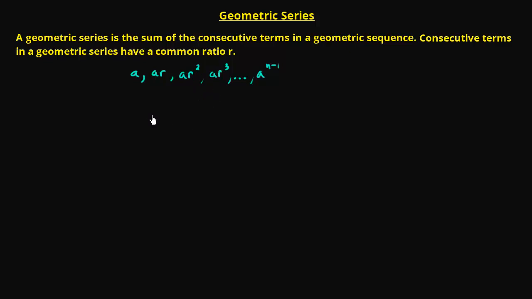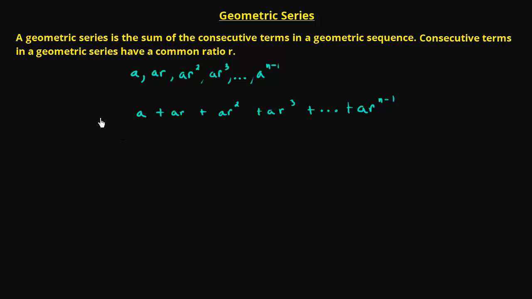So in a geometric series, we're just going to add the terms in this sequence. So we could have a plus ar plus ar squared plus ar cubed plus ... plus ar to the power of n minus 1. Now, there's a trick for summing this series.